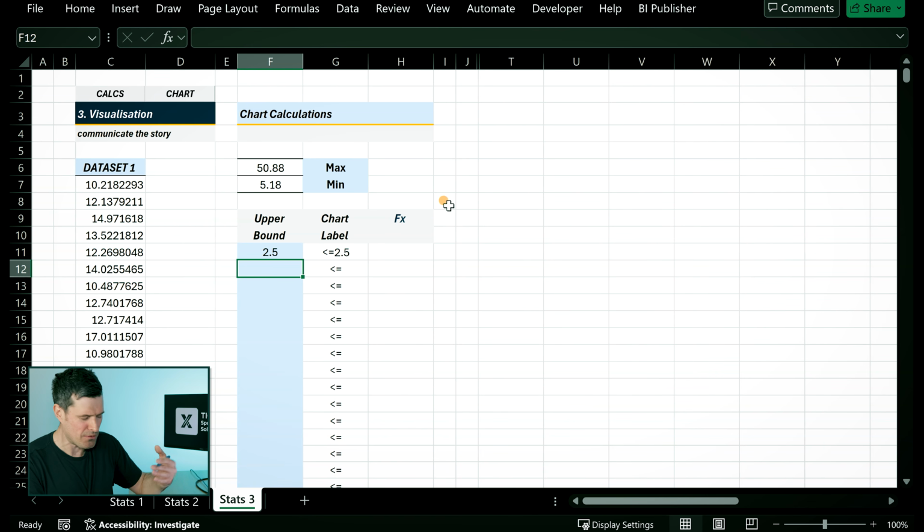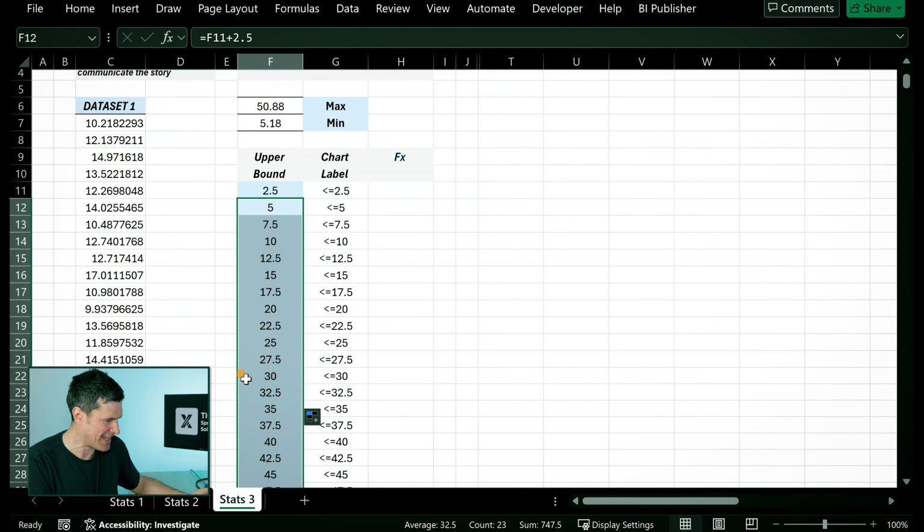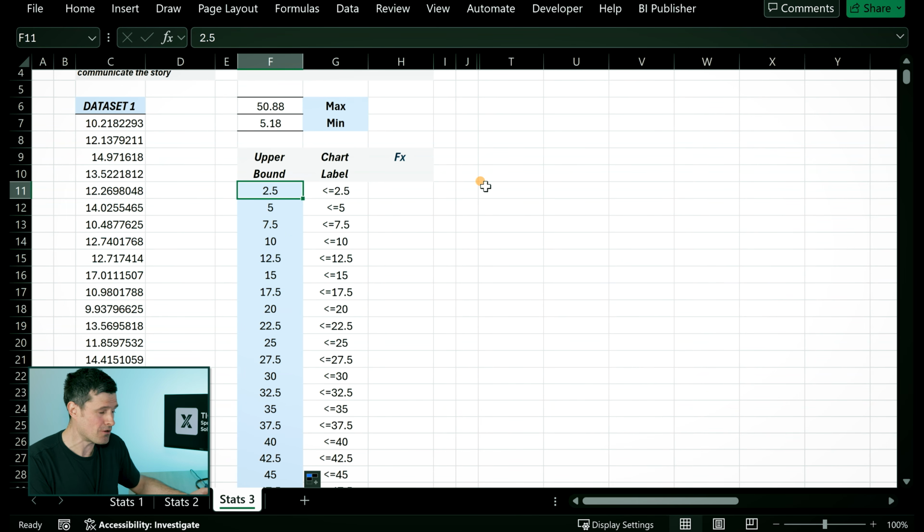So the upper bounds for each of our buckets, I'm going to go for buckets of 2.5. You can go for whatever suits your data. So 2.5, 7.5, I've just put a formula in to accelerate that. Now you do need single values in a cell to make the magic happen. The formula we're going to see in a second needs these values in a cell.